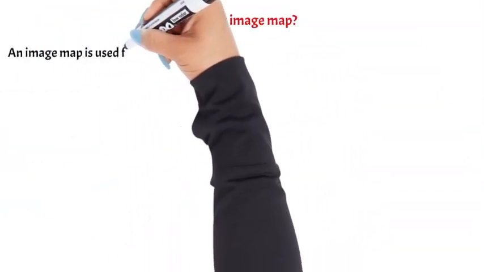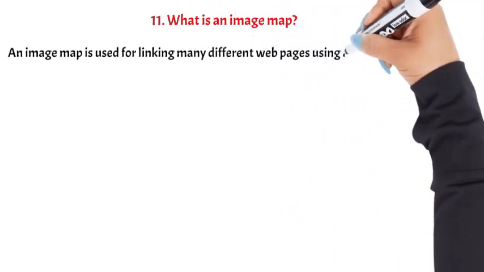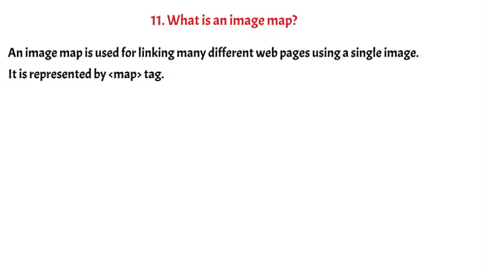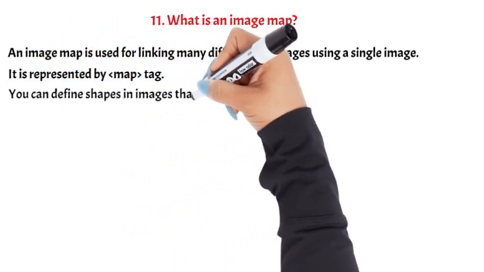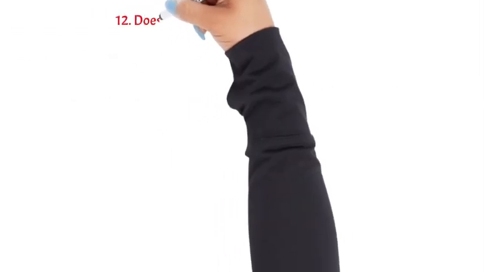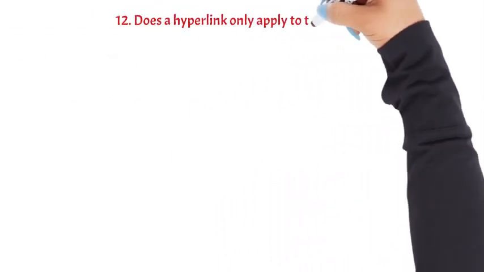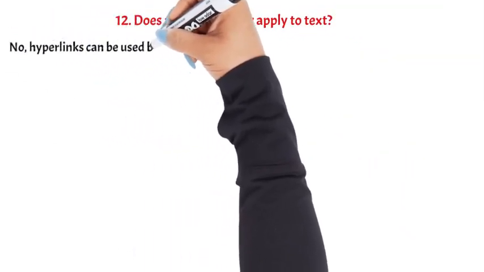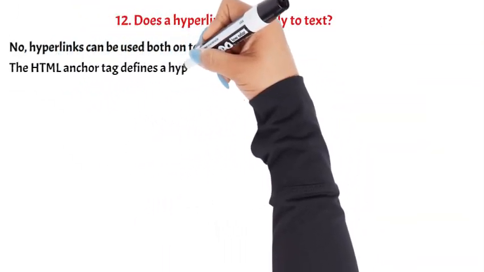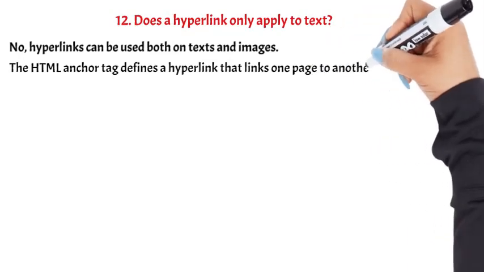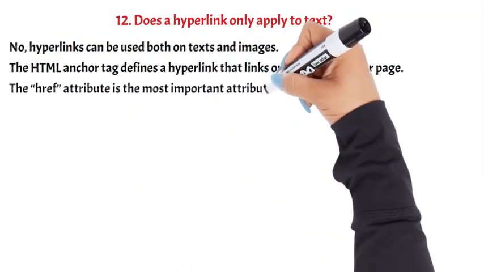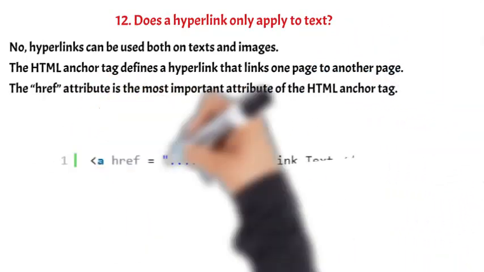11. What is an image map? An image map is used for linking many different web pages using a single image. It is represented by the <map> tag. You can define shapes and images that you want to include as part of an image mapping. 12. Does a hyperlink only apply to text? No, hyperlinks can be used both on text and images. The HTML anchor tag defines a hyperlink that links one page to another page. The href attribute is the most important attribute of the HTML anchor tag.